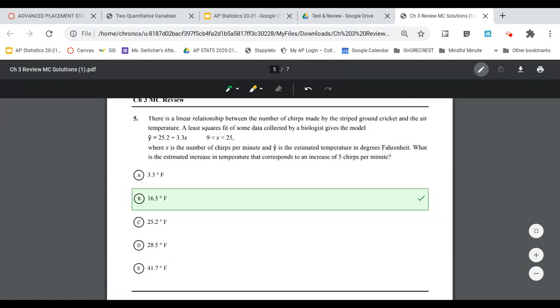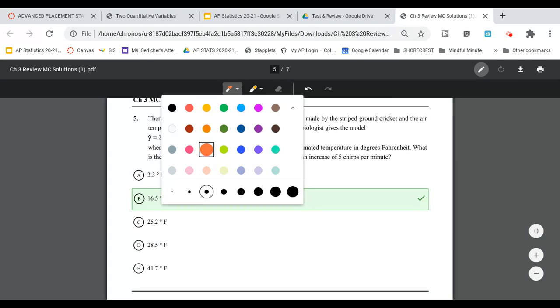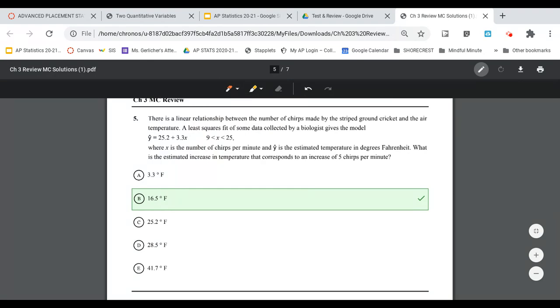Okay, so for 5, what do we have here? We have a least squares regression line. We have a domain. So they're acknowledging how far is too far and is therefore extrapolation. They're saying this pattern only really works for data between 9 and 25, and they're not saying anything about data beyond that. So anything lower than 9 or above 25 would be extrapolation and would be a bad thing to do. Okay, so what's an increase in temperature that corresponds to an increase of 5 trips per minute?